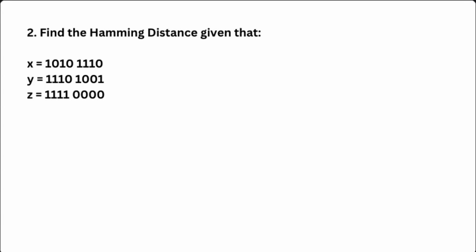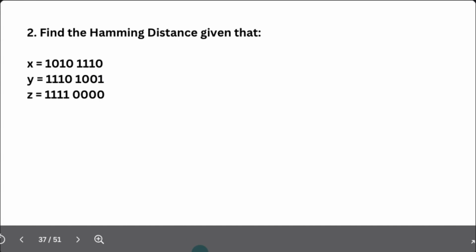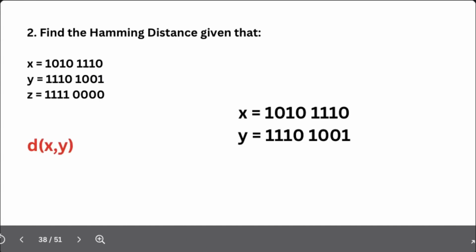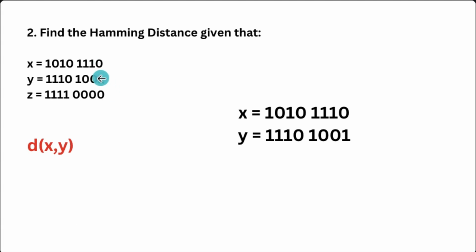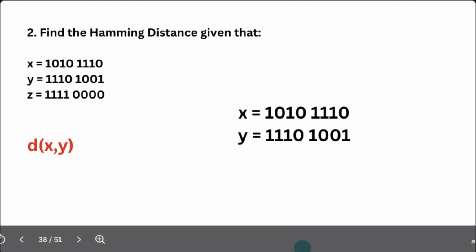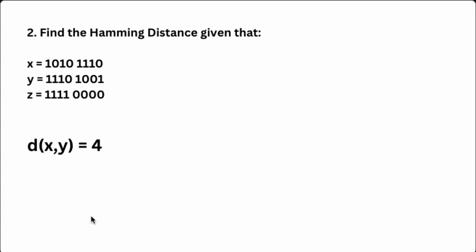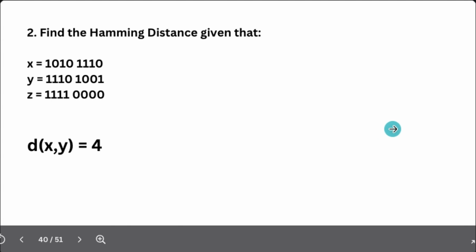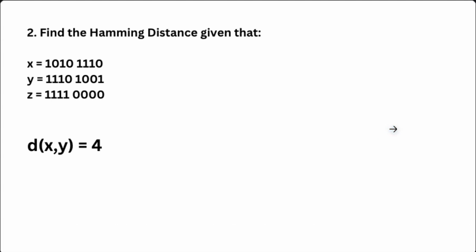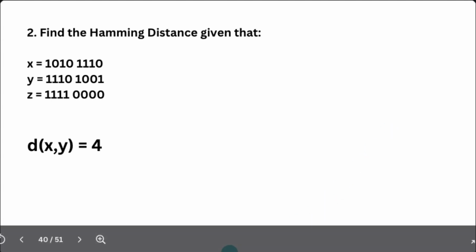Number 2, find the Hamming distance given this. Firstly, let's calculate the Hamming distance of x and y. We will now count the positions where bits differ. So there are 4. Therefore, the Hamming distance of x and y is equal to 4.